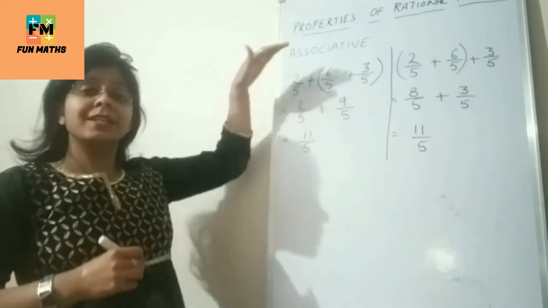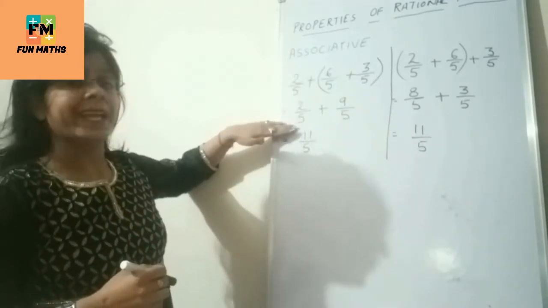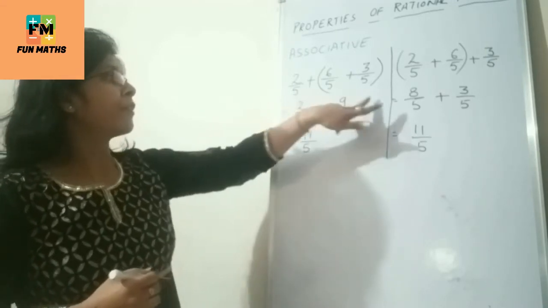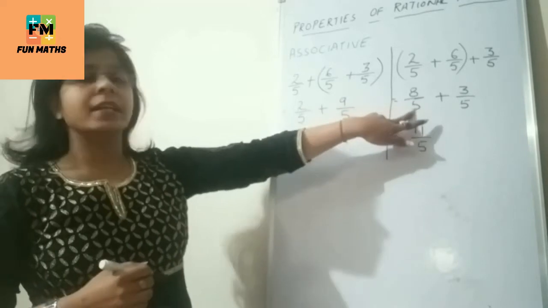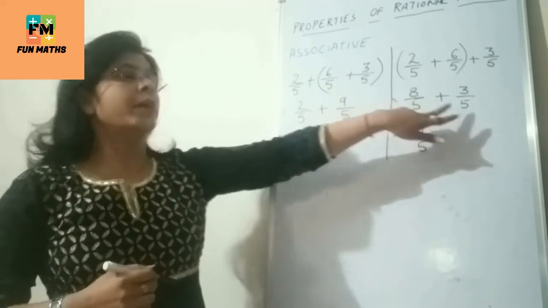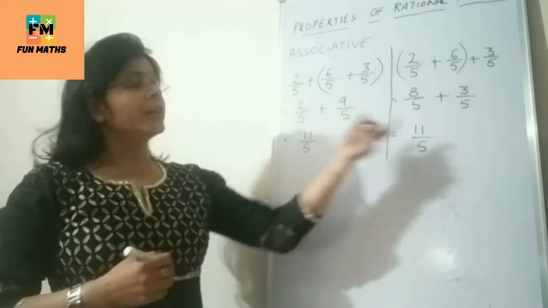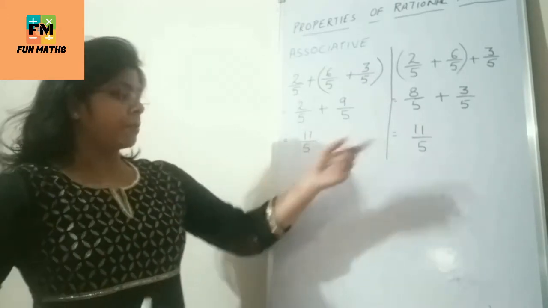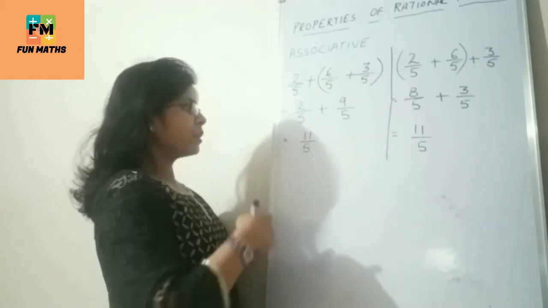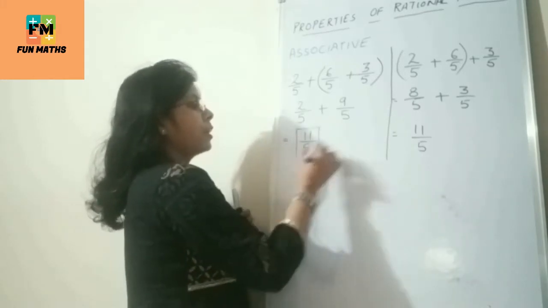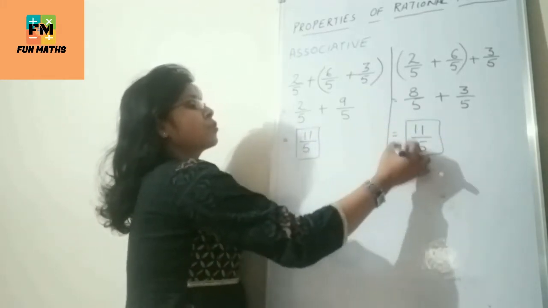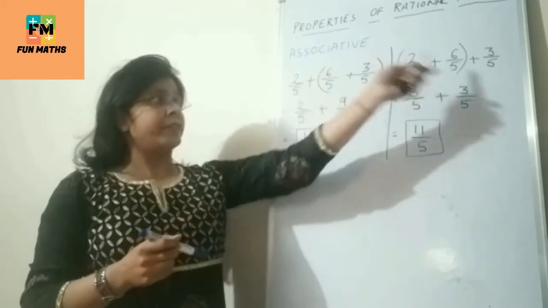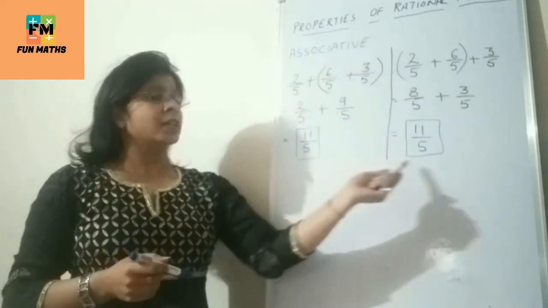Now if you see the steps, in case 1 the steps are quite different, because in step 2 we got 2 by 5 and 9 by 5. Right, here in case 2 the steps are different. We got 8 by 5 and 3 by 5. But when we are adding, ultimately we are getting the same result, 11 by 5. So yes, you can conclude that rational numbers are associative under addition, as we have seen that if we change the grouping, we get the same result.